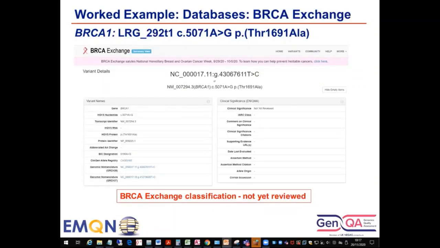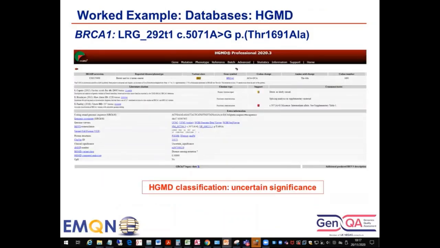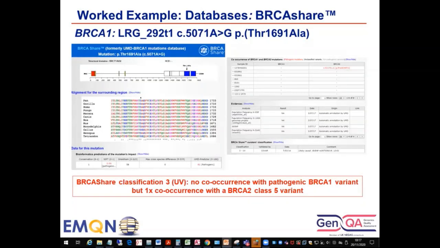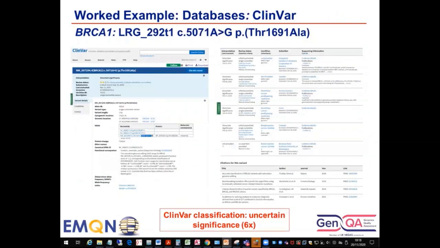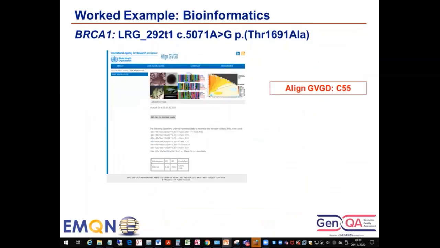The variant is present on BRCA Exchange, but without, as of yet, a review. It's present on HGMD Professional, and it's also on BRCA Share, currently classified as an unclassified variant or a VUS, but with one co-occurrence with a BRCA2 classified variant in a reported patient. The variant is also on the LOVD database, with a classification of VUS. And it's on the ClinVar database with 6 submitters, all classifying as uncertain clinical significance.